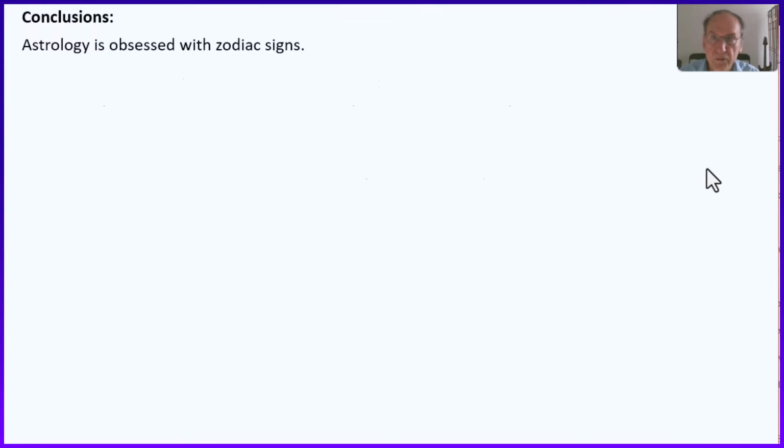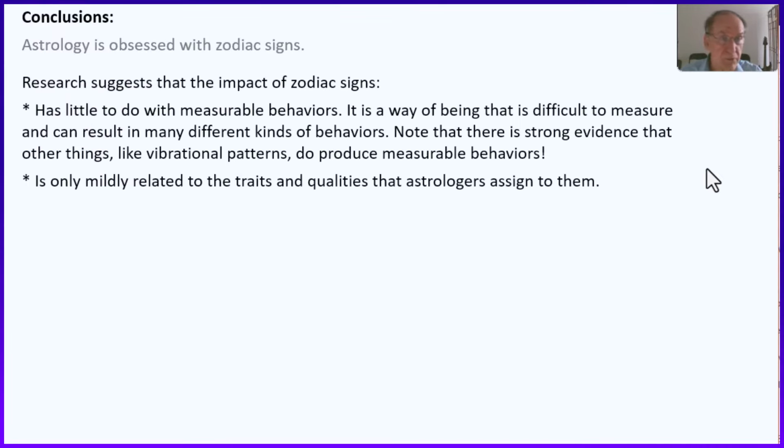So, conclusions. Astrology is obsessed with zodiac signs? I mean, obviously. Even when the professional organizations have conferences, you put your sun sign, your moon sign, your rising sign on your name tag. Signs. Research suggests that the impact of zodiac signs has little to do with measurable behaviors.